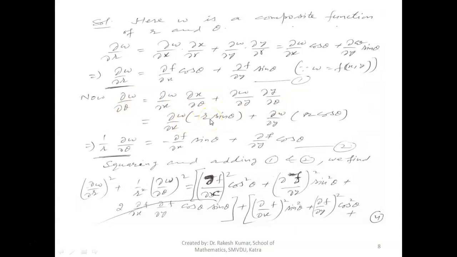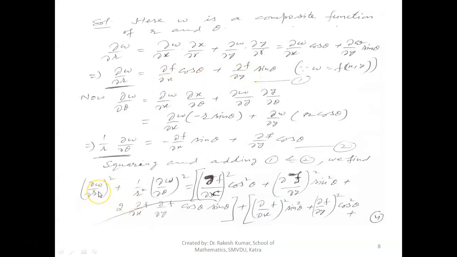So del theta of x is minus r sin theta, and del theta of y is r cos theta. Again taking this r to this side as 1 upon r and keeping all other things here, I got equation 1 and equation 2. Squaring and adding equations 1 and 2, we get, just squaring this one, a square plus b square plus 2ab.